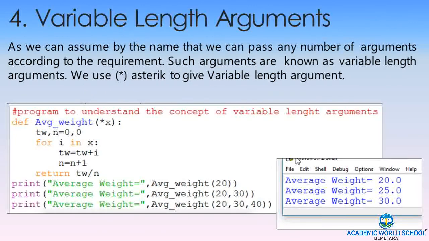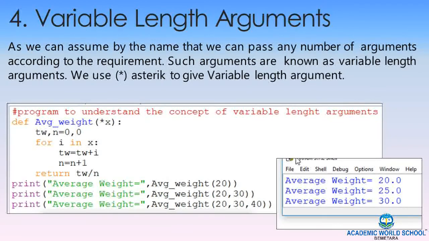What is a variable length argument? As we can assume from the name, we can pass any number of arguments according to the requirements. Such arguments are known as variable length arguments. We can use an asterisk to give a variable length argument.